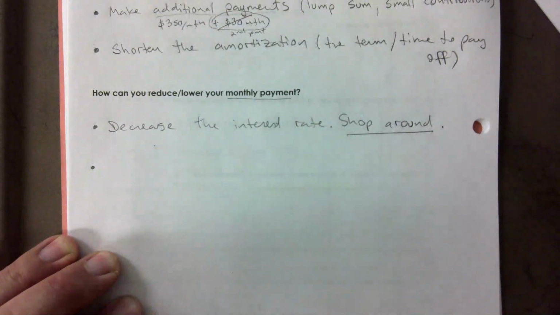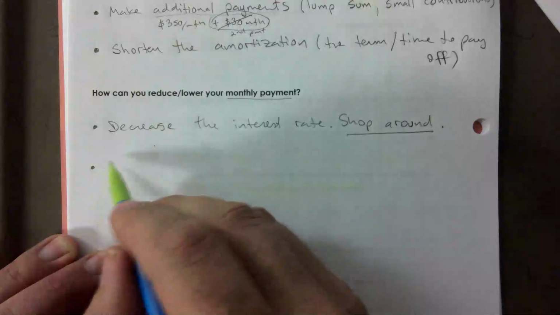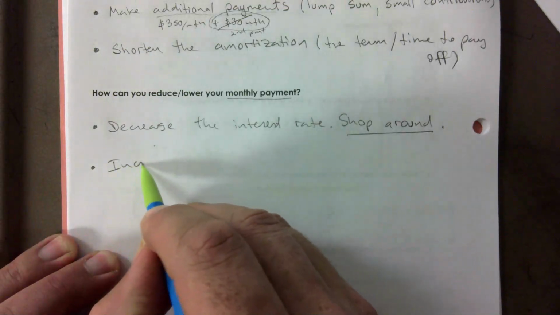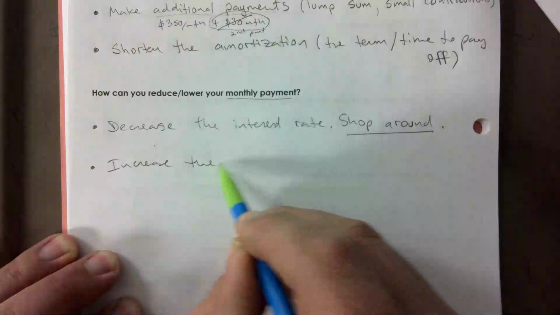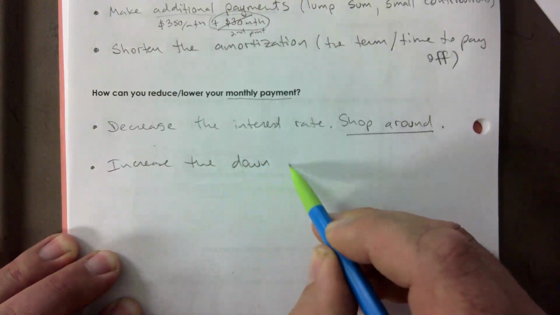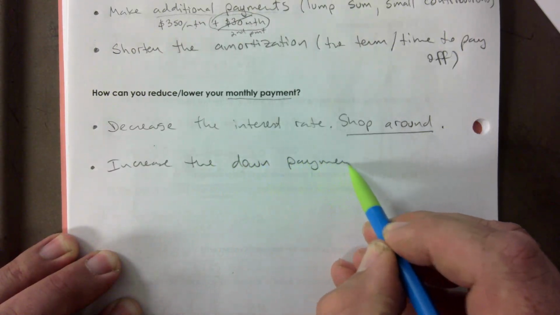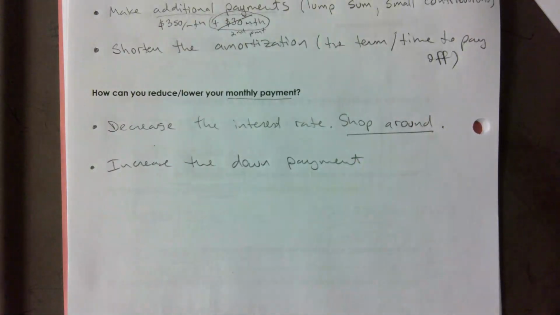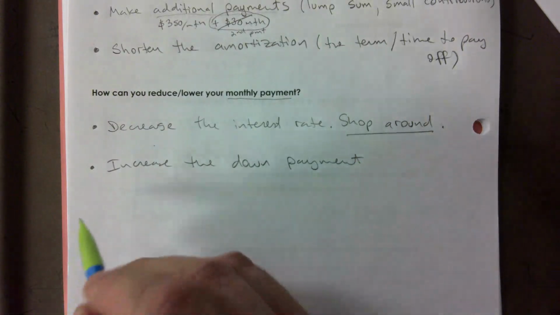Another way of decreasing your monthly payment is to increase the down payment. So you want to pay less a month. This is one way of doing it. Increase your down payment, put more down.